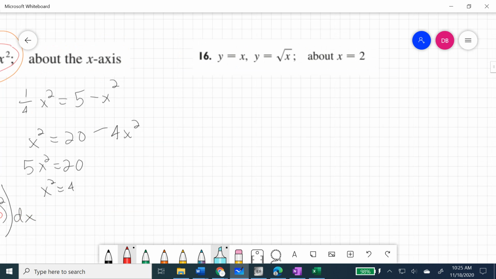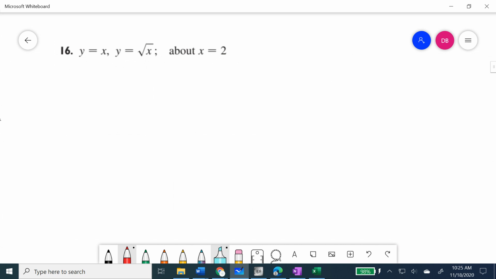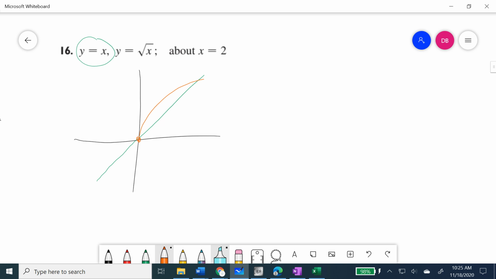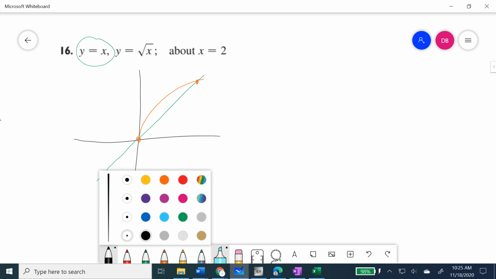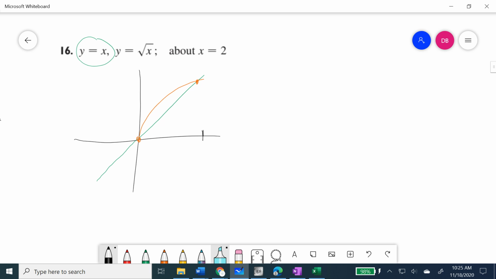Then number 16. We have y equals x and y equals root x. The intersections are at 0, 0, and 1, 1. And there's my region. I'm rotating it about x equals 2. X equals 2 is a vertical line.